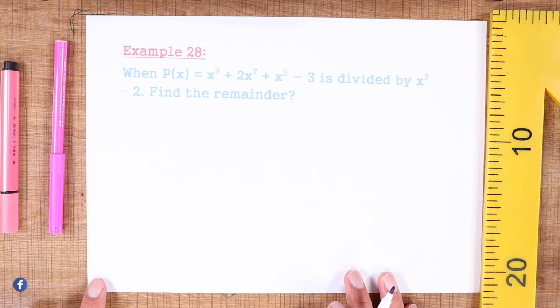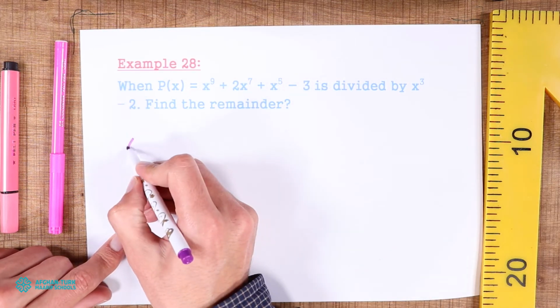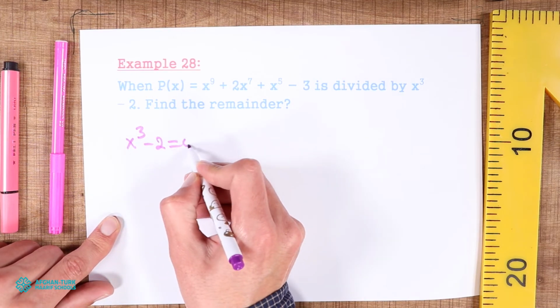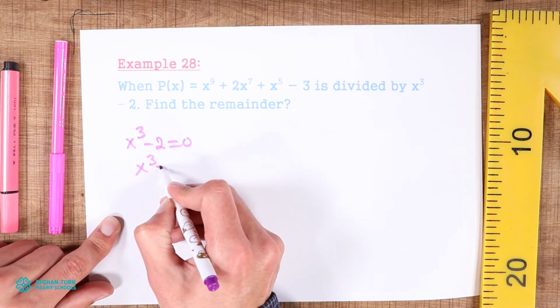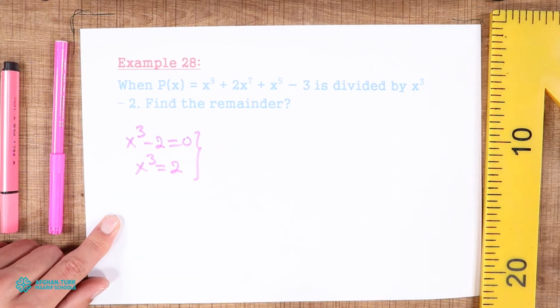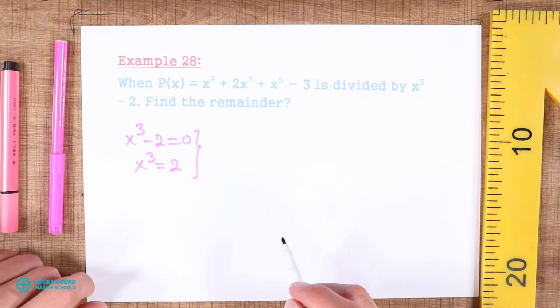For the next example, we have p of x equals x to the power of 9 plus 2x to the power of 7 plus x to the power of 5 minus 3, and when it is divided by x to the power of 3 minus 2, we must find the remainder. So here, x to the power of 3 minus 2 is equal to 0. From here we will have x to the power of 3 equals 2.